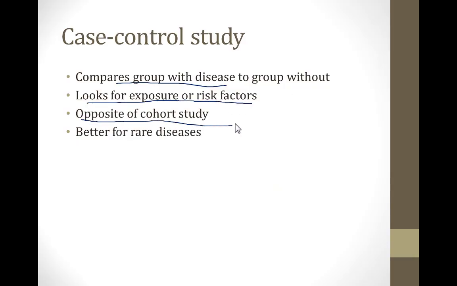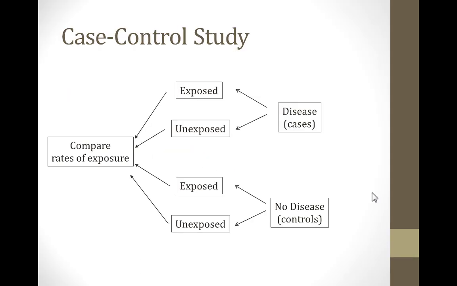It's like the opposite of a cohort study. Instead of identifying exposure and looking for disease, in this case, we're looking for disease first and then exposure. And this is the better study design for rare diseases. So here's an example of a case control study.